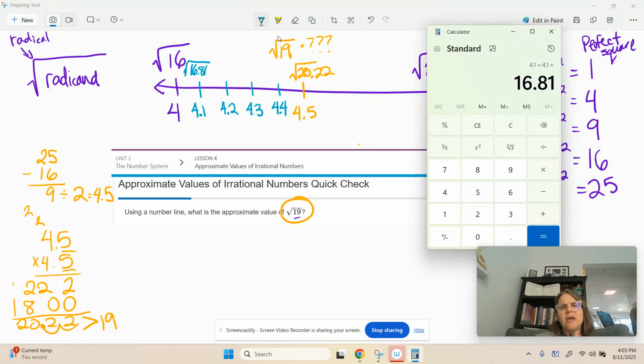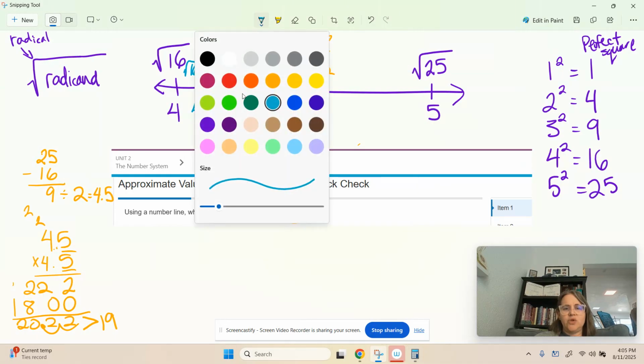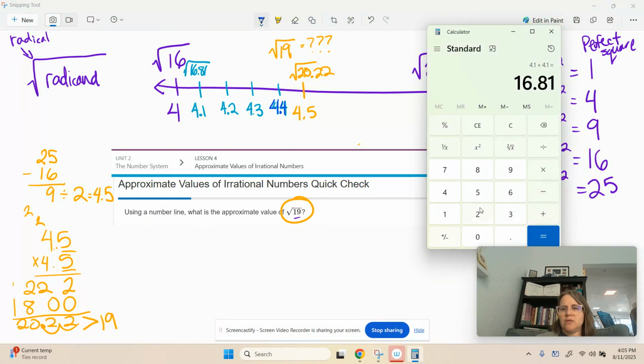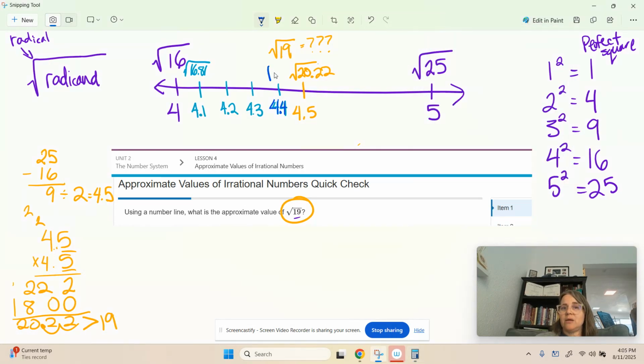You know, now that I think about it, the 20.22, that was actually really close to 19, wasn't it? So I think I'm going to try this 4.4 next, because that last one was really close. So what is 4.4 times 4.4? 19.36. That's still a little too big. Still too big, isn't it?